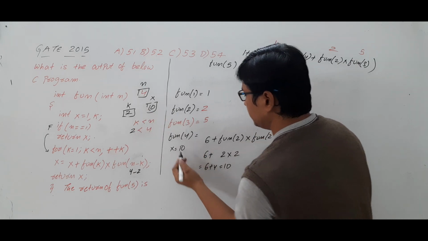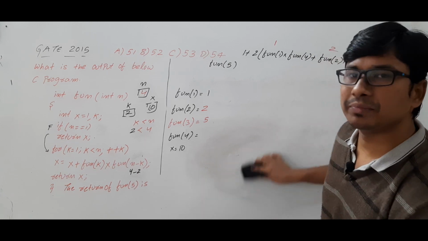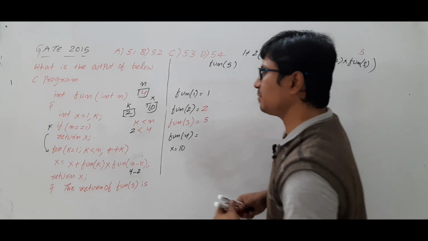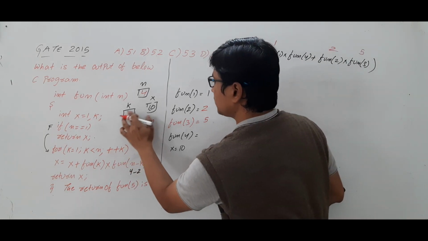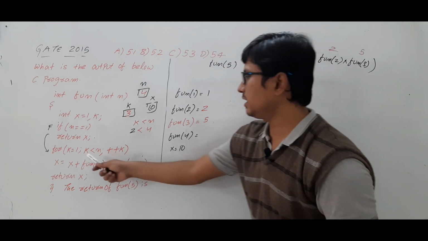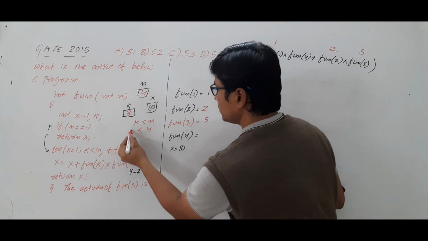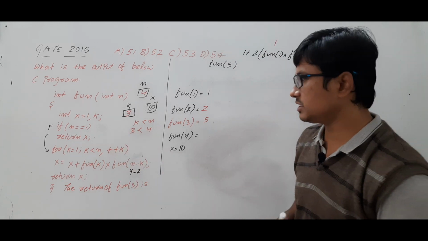Here also let me update. Now what will happen? K value will be incremented and updated to 3. Now again you will check the condition k less than n. What is the k value? K value is 3, so 3 is less than 4. Again the condition is true.